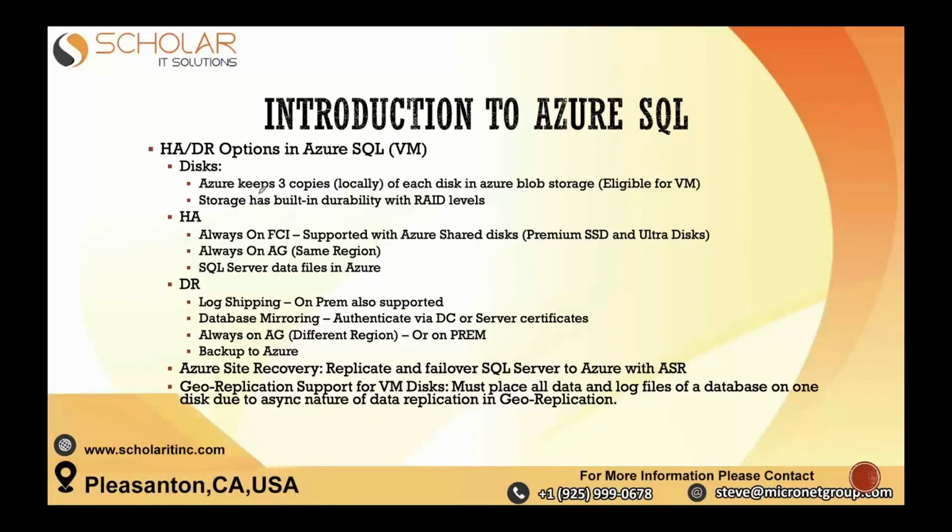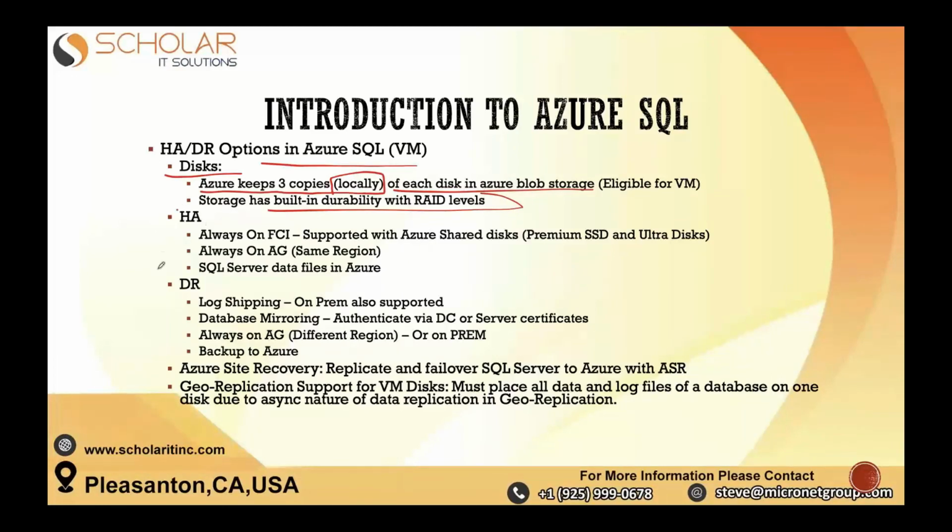Okay. Now, HADR options, guys. What HADR options do we have in Azure SQL? For virtual machines, we have disks. Now, Azure keeps 3 copies locally. Why do we say locally? I will tell you why. So Azure keeps 3 copies locally of your disks for your Azure VM. These disks come from the RAID level, so this provides this kind of HA here. And DR, if you are on RAID 10, you have HA, you have DR there, and HA as well, because that does mirroring of your disk as well.